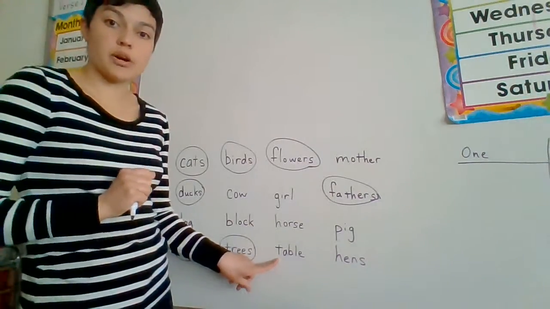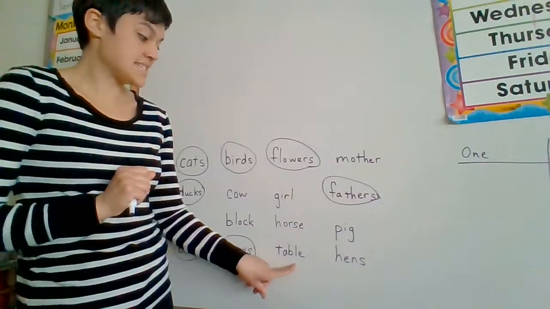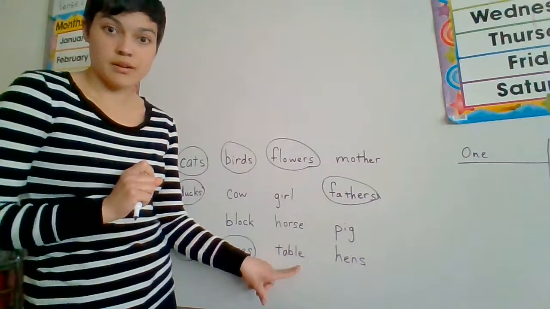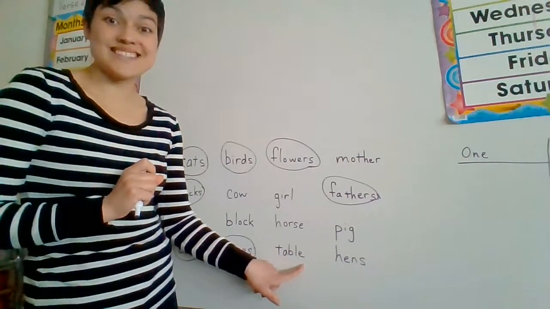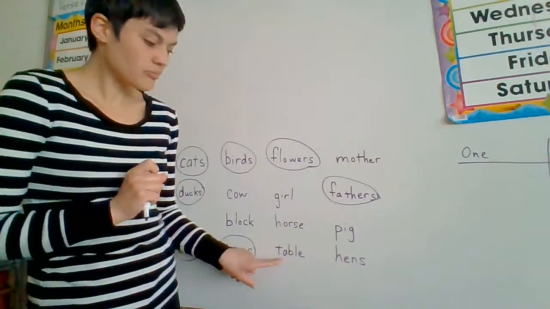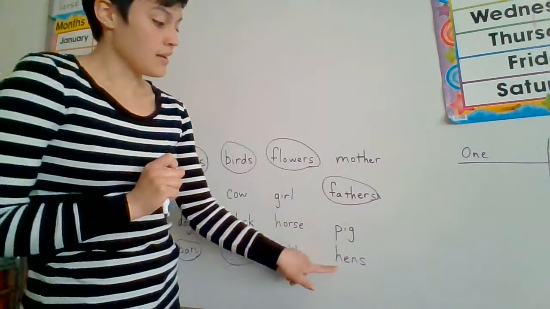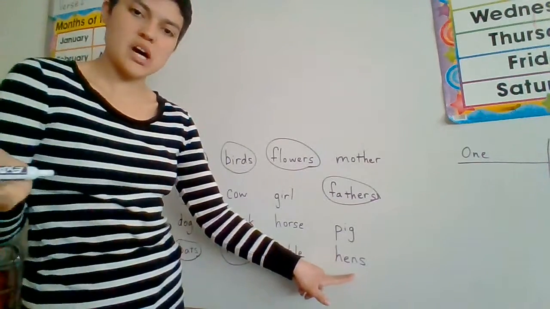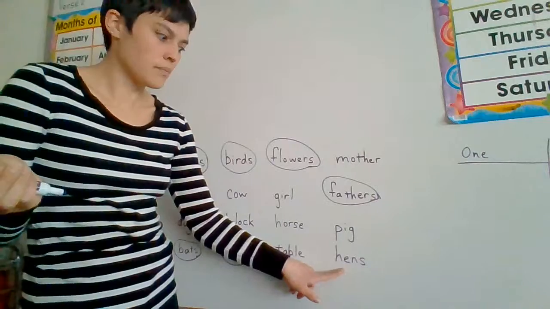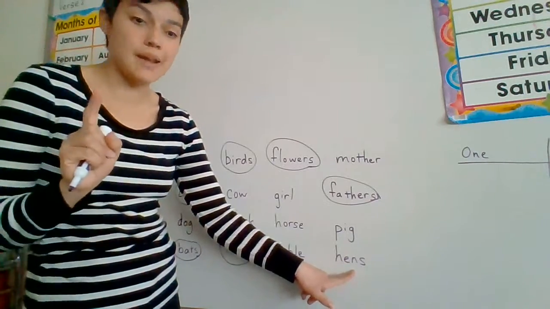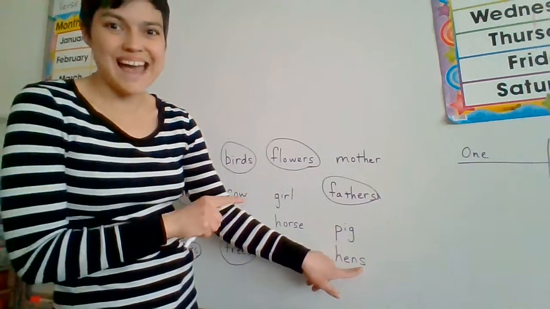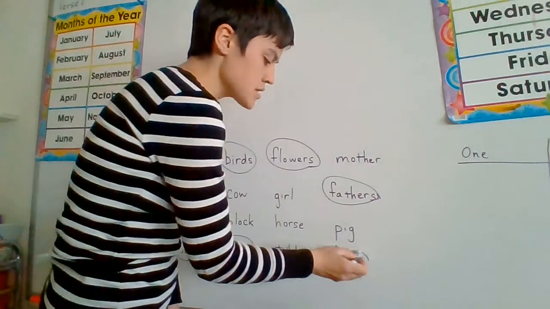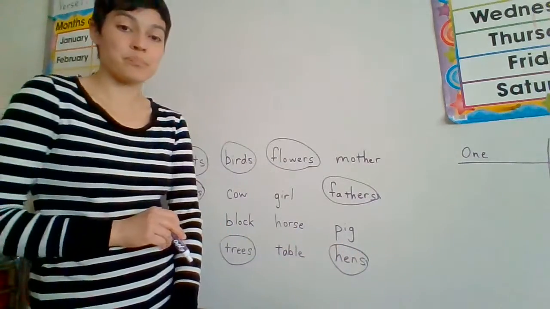Here, what is this naming word or noun? Table. Is that one table or more than one table? It is one table. So I don't need to circle it. This noun here, hens. How many hens are we talking about? That's correct, more than one hen. I know that because there is an S added to the end of this noun here to make it more than one. So I will circle the word hens.